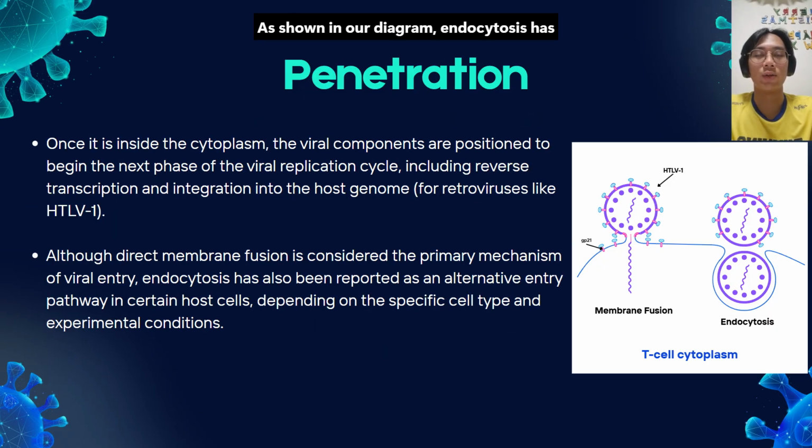As shown in our diagram, endocytosis has also been reported as another possible entry pathway in certain host cells. However, membrane fusion is considered the main mechanism of viral entry. Once the virus has successfully entered the cytoplasm, its components are positioned to begin the next stages of the viral replication cycle.